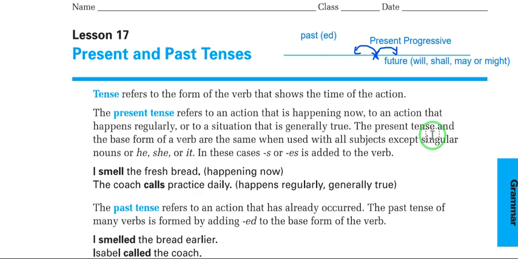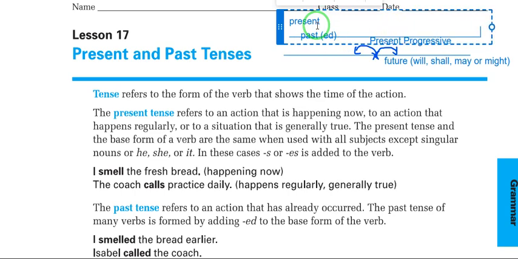Tense refers to the form of the verb that shows the time of the action. Once you know about this timeline, it's the most important thing. Regarding the present, it's very important to know that the present extends over all this point. So when I say present, this means that it started here and it continued till the end.